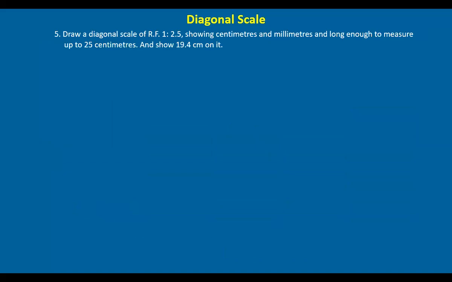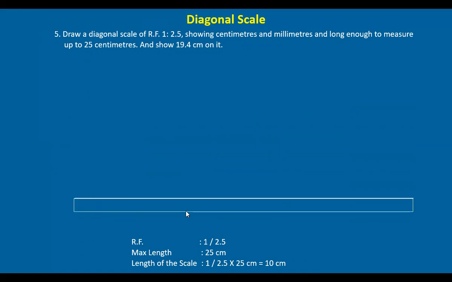Another one, you take 1:2.5 as the RF. You have to show centimeters and millimeters. Maximum length is given. Let us see. 1/2.5 RF, maximum length 25 centimeters. And the length of the scale is 10 centimeters here.